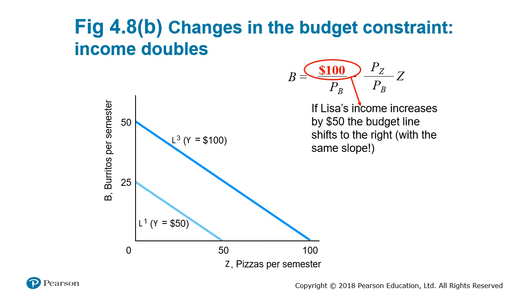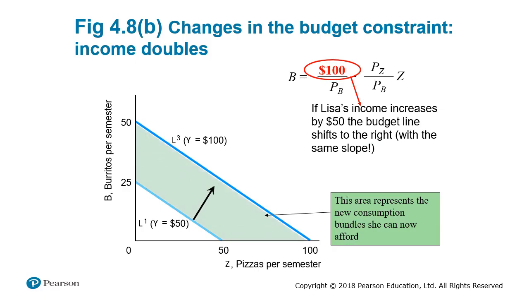Let's look at the intercepts quickly. On the burritos axis, if she spends her whole income on burritos, the prices haven't changed, but her income has doubled. So 100 divided by the price of 2 means she can afford 50 burritos. If she spends her whole income on pizzas, she can afford 100 pizzas at the old, unchanged price of $1 each. So the slope of the line has not changed because the prices haven't changed. However, its position has changed. It's shifted to the right, retaining the same slope.